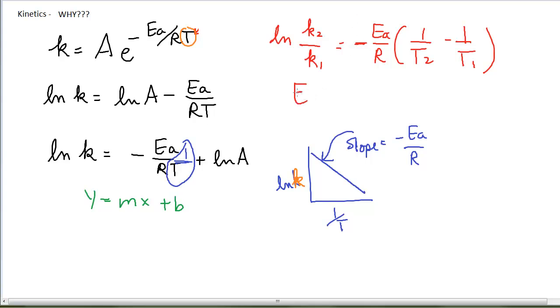One good thing to keep in mind as you solve, usually you're solving for activation energy but not always, is that your activation energy is always a positive numerical value. If you ever end up with a negative activation energy for this equation, you've done something wrong. So activation energies are always positive numerical values.